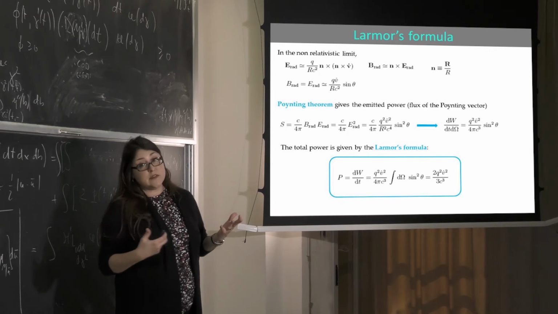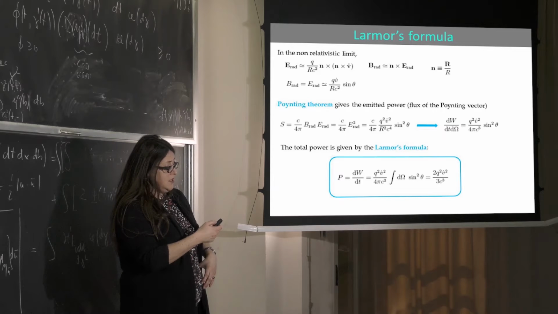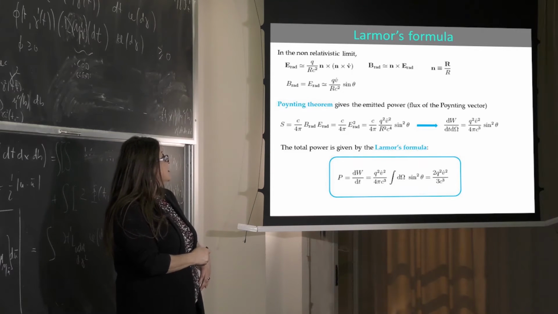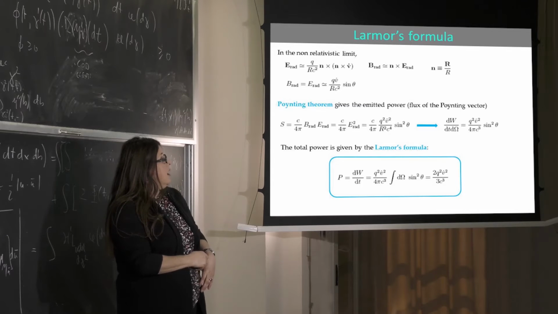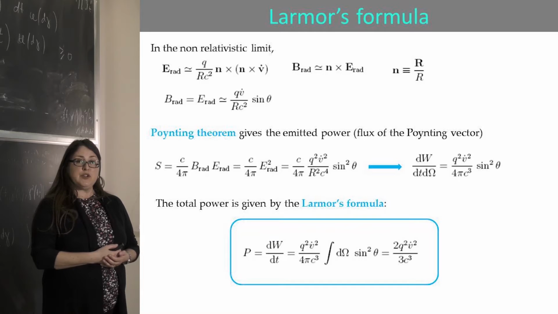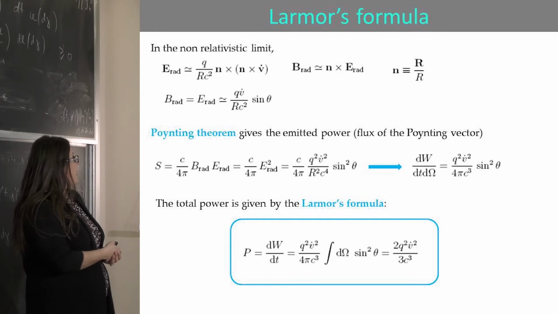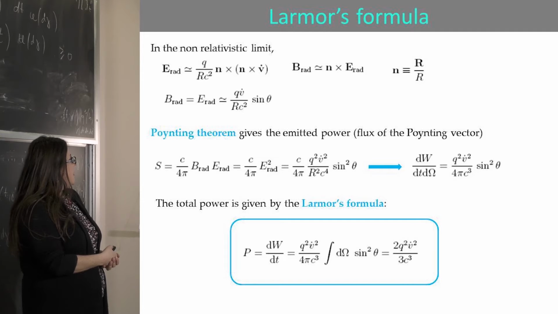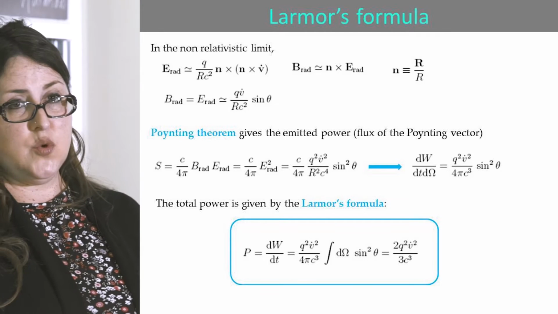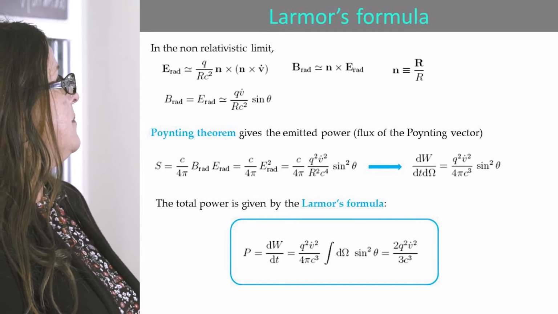So, in the non-relativistic limit, the electric field and the magnetic field are related by this simple equation. How can we calculate the energy which is carried by the corresponding electromagnetic wave? We can make use of the Poynting vector, the vector S, whose amplitude is proportional to the square modulus of the electric field or of the magnetic field.